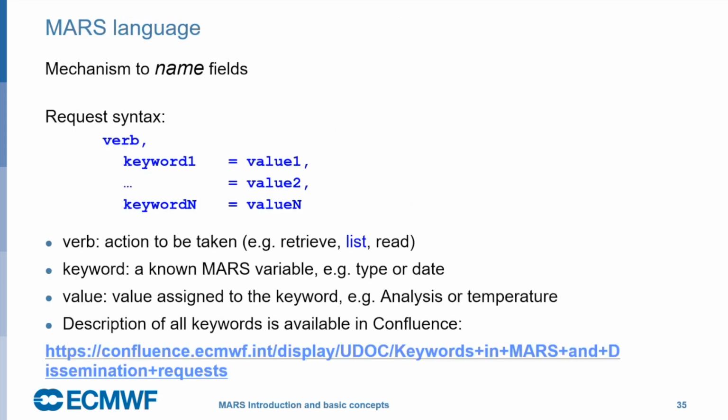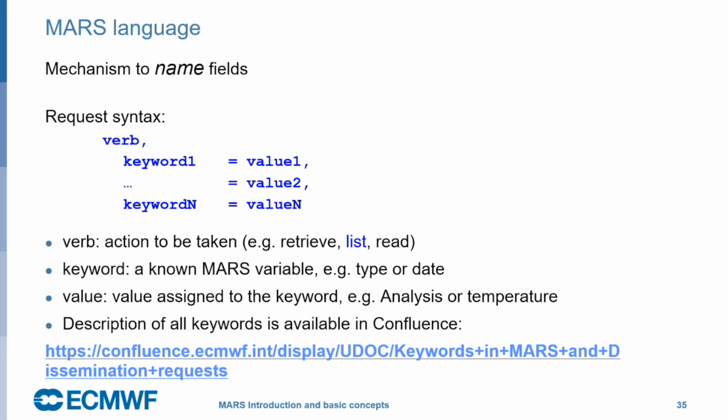So now to the MARS language, it's a simple syntax. It always starts with a verb, and the verb marks the action. So the verb can be retrieve, to download the data, or list, to list the content of the MARS archive, which will only query the database. So it will not retrieve any data. And then you can also use read. So MARS can read from your file on a disk, so you can read from a file you specify.